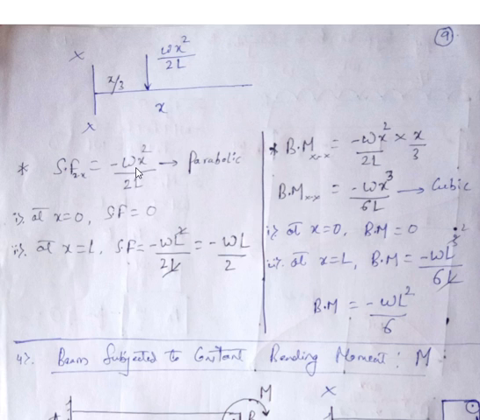put x equal to L in this equation, then shear force will become minus W, and instead of x, L, so it will become L square divided by 2L. L and square will get cancelled, so remaining is minus W by L. So when x equal to L, the value is W by L. Sorry, minus should not be there.